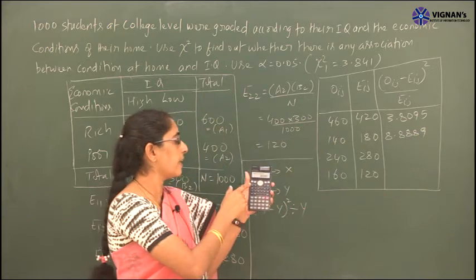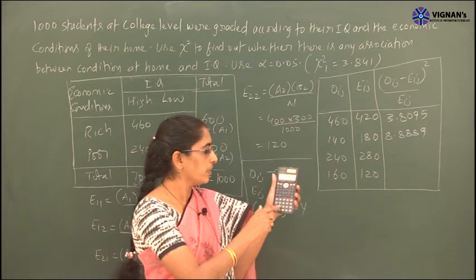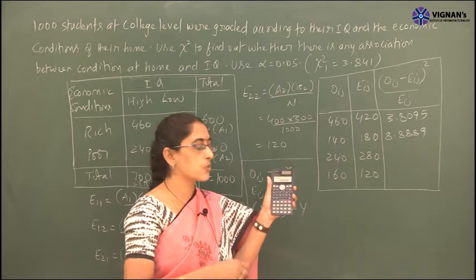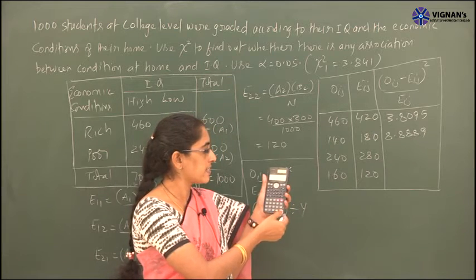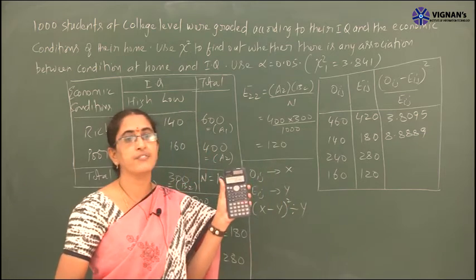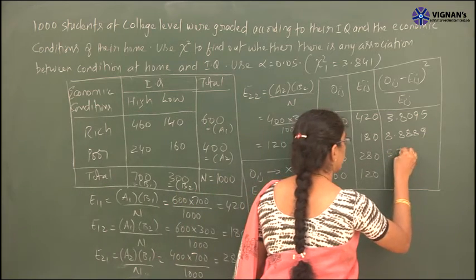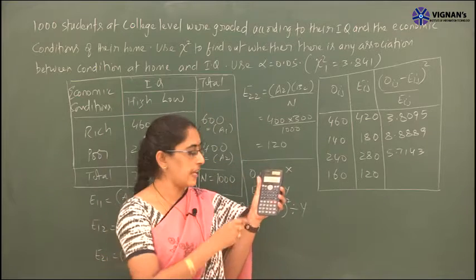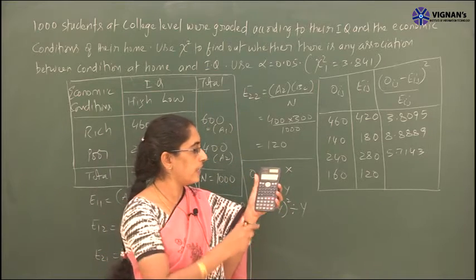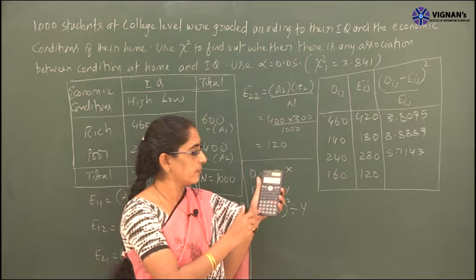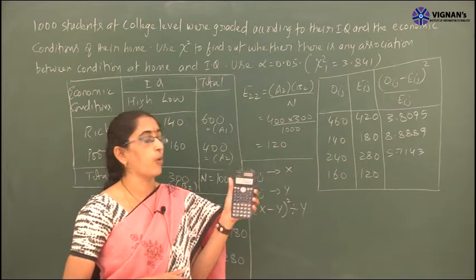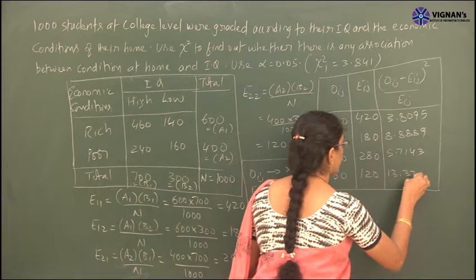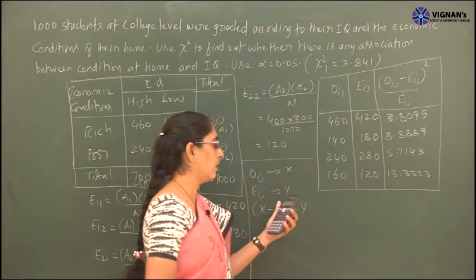Okay, next. Again press calc, it is asking x value, give the value 240. Press equal to, it is asking y value, that is 280. Press equal to, it is 5.7143. Now again press calc. It is asking x value, give the value 160, equal to, y value 120, equal to, it is 13.3333.